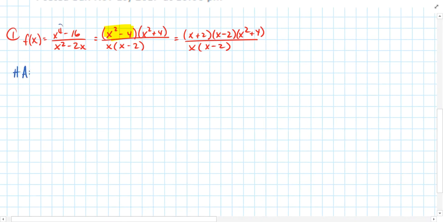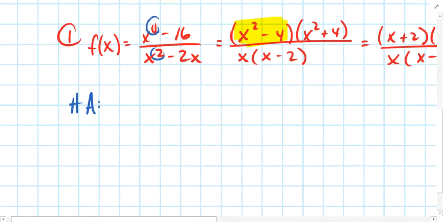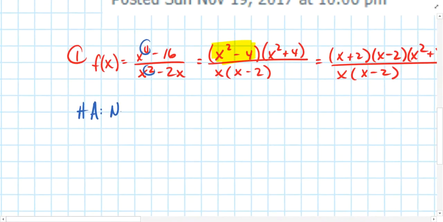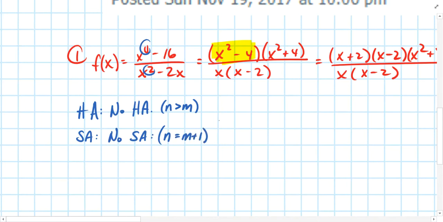Now, since the degree of the numerator is larger than the degree of the denominator, there are no horizontal asymptotes. But also, we'll note that there are no slant asymptotes either, because recall that on a slanted asymptote, the numerator's degree has to be bigger than the denominator's degree by exactly 1, and we don't have that here.